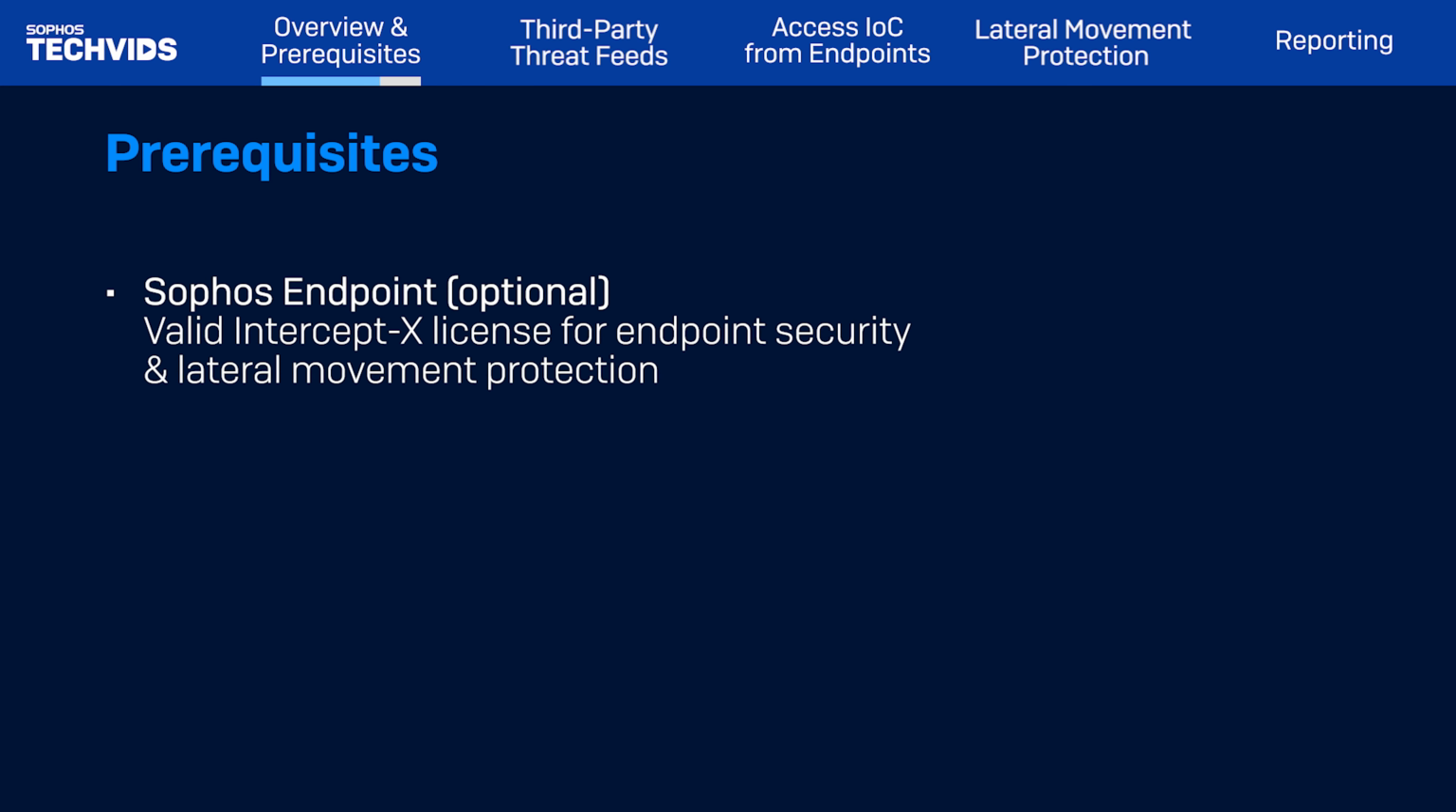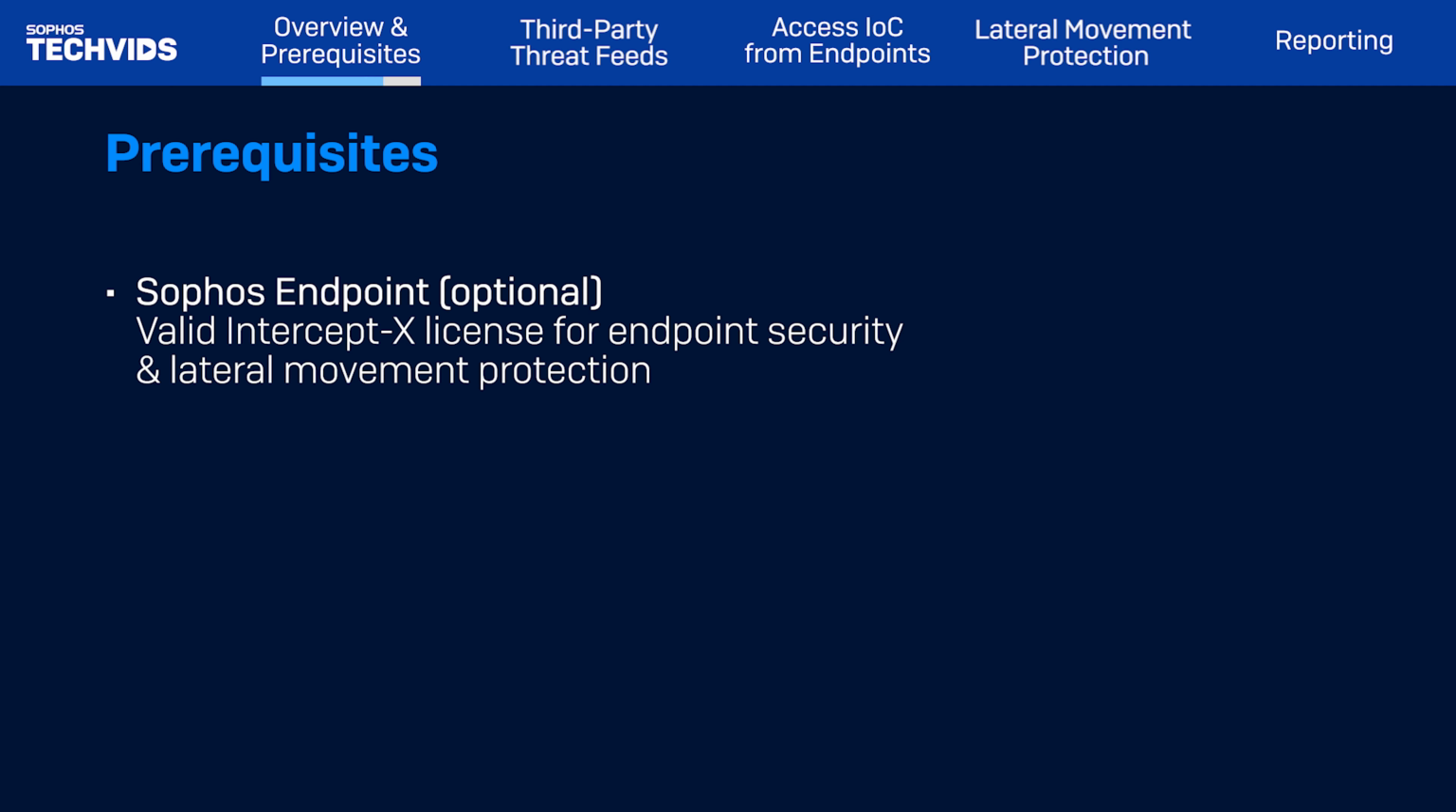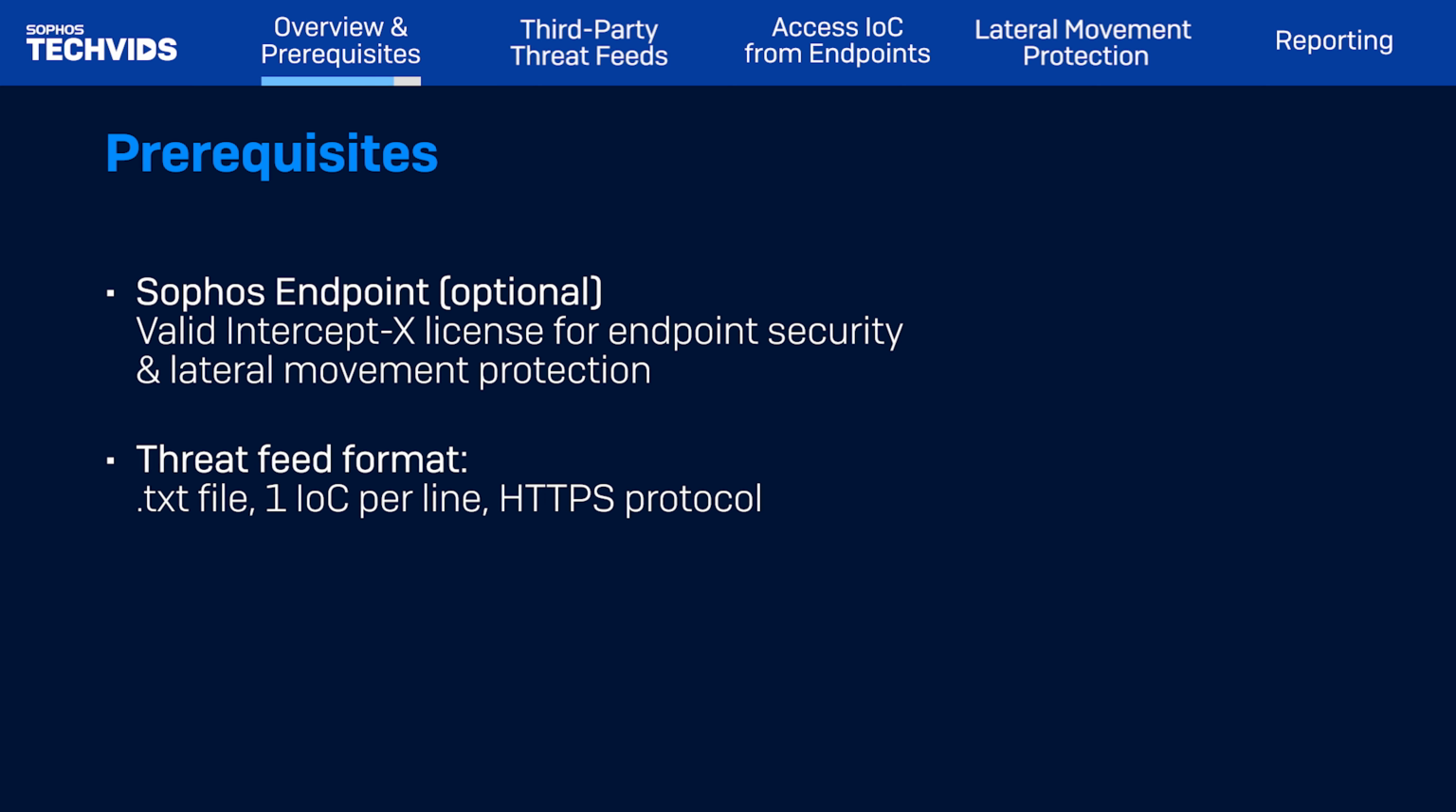On the endpoint side, a valid Intercept X license for endpoint security and lateral movement protection is required, but this is optional. And finally, the threat feed should be in a .txt file with a format of 1 indicator of compromise per line, and the protocol should be HTTPS. Sophos supports authentication such as basic auth and token-based authentication.